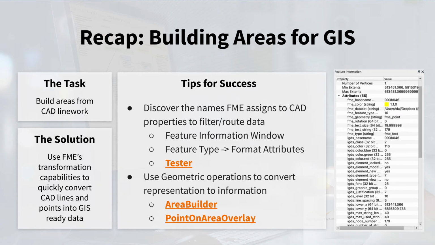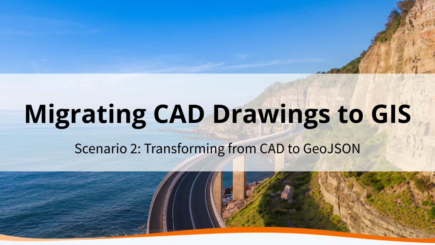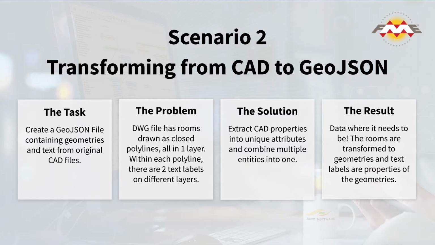And we use the tester to filter out what we wanted, and then we use those geometric operations to get the results. So scenario 2, we want to transform CAD to GeoJSON. And the issue here is quite an interesting one. We want a GeoJSON file containing the geometries and text from original CAD files. The DWG file had rooms that were drawn as closed polylines, and there were 2 labels inside there on different layers. And so we wanted to merge that all together and get data where it needed to be used downstream by an online mapping or mobile mapping application.